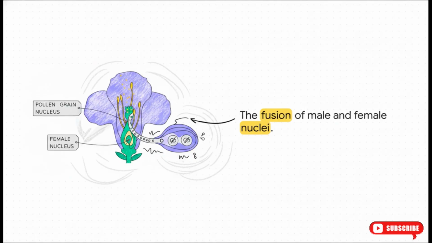The pollen tube enters the ovule, usually through a tiny hole called the micropyle. And bam, right there, the haploid male pollen nucleus meets the haploid female egg nucleus. They fuse together to form a diploid zygote, a single cell with a full set of chromosomes.